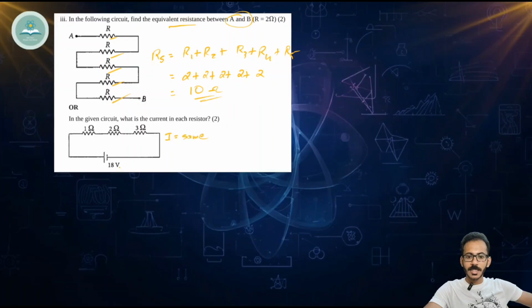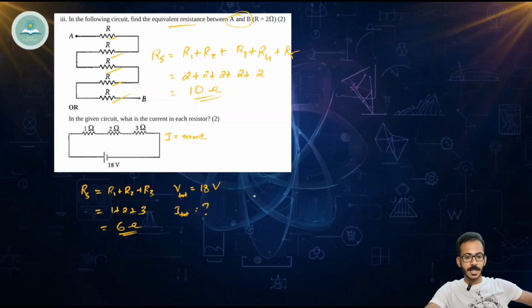So, if we find out the total resistance here, then Rs or R total will be equal to R1 plus R2 plus R3, that is equal to 1 plus 2 plus 3. So we'll get 6 ohm. So 6 ohm is the effective resistance here, and the total voltage, V total, the difference is 18 volt. So if we find out the total current, that will be the current across each one of these resistors, because in series connection current is same.